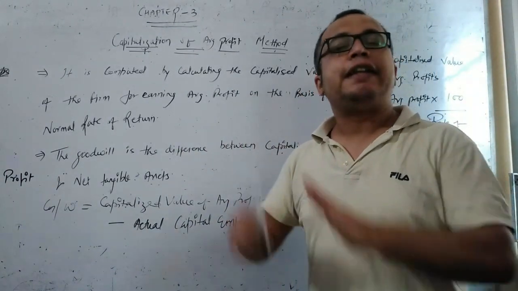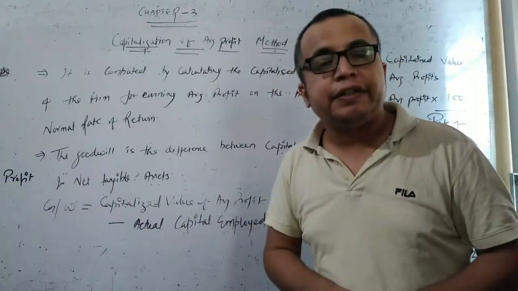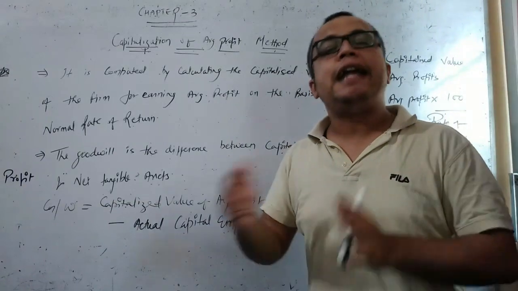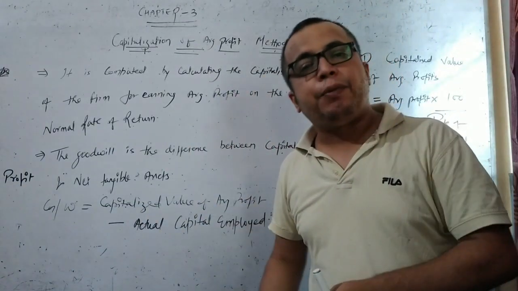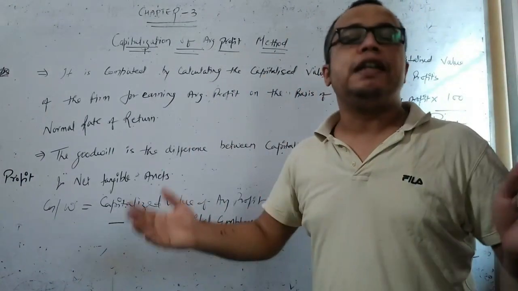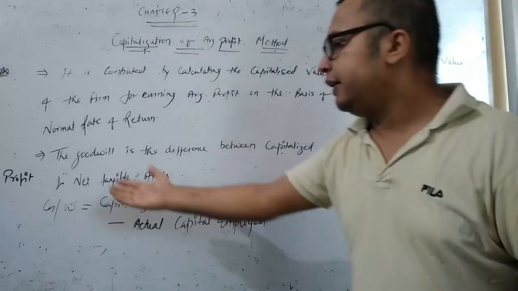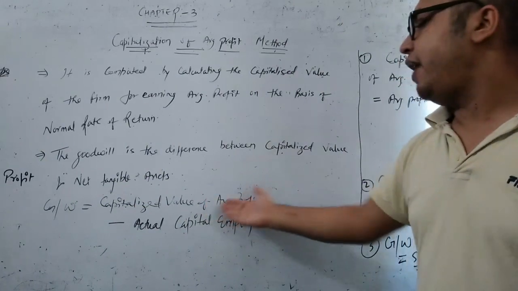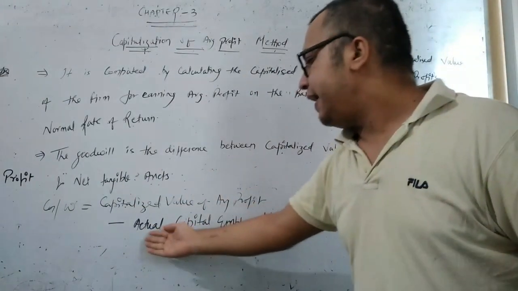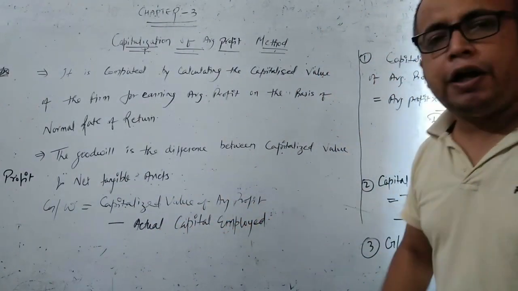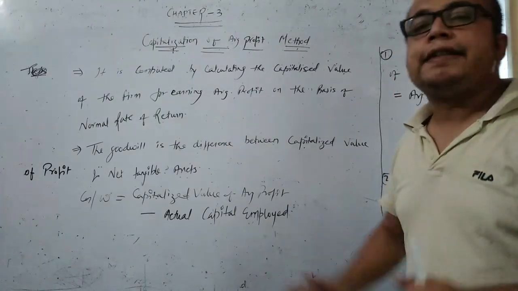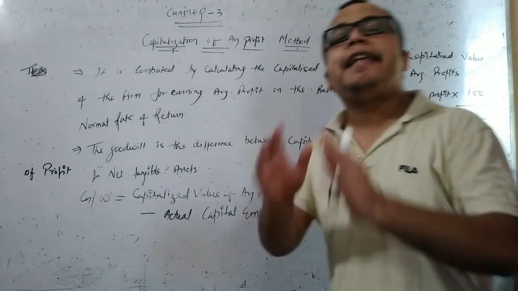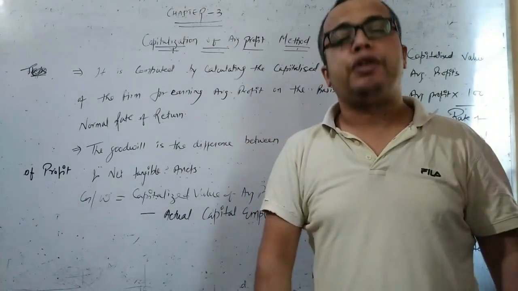Once you get the capitalized value of average profit, the difference between the capitalized value of average profit and actual capital employed is termed as goodwill. So, for better understanding, goodwill under this method means capitalized value of average profit less actual capital employed. Once you get the value of goodwill, for better understanding, I'll tell you the steps for computing goodwill.